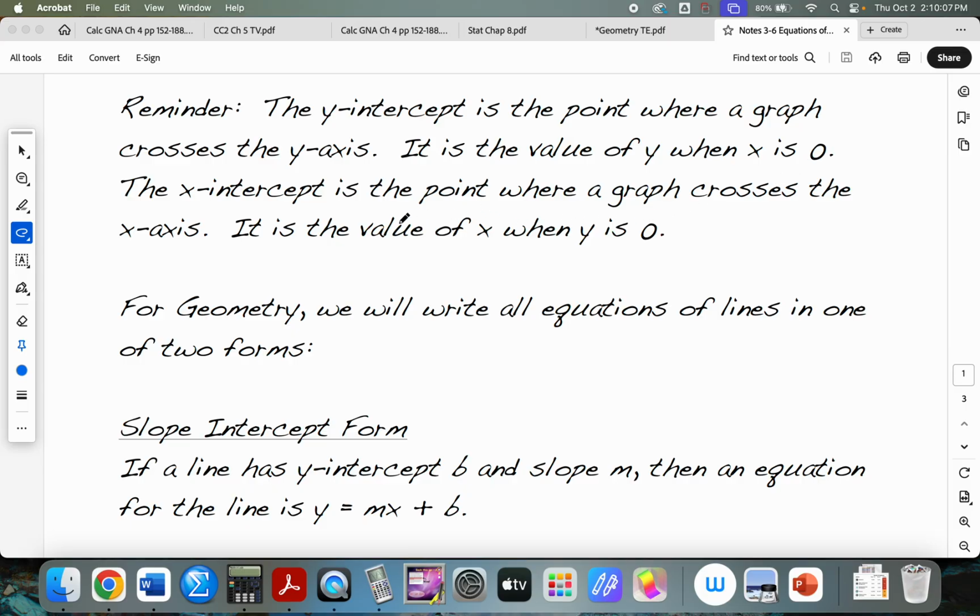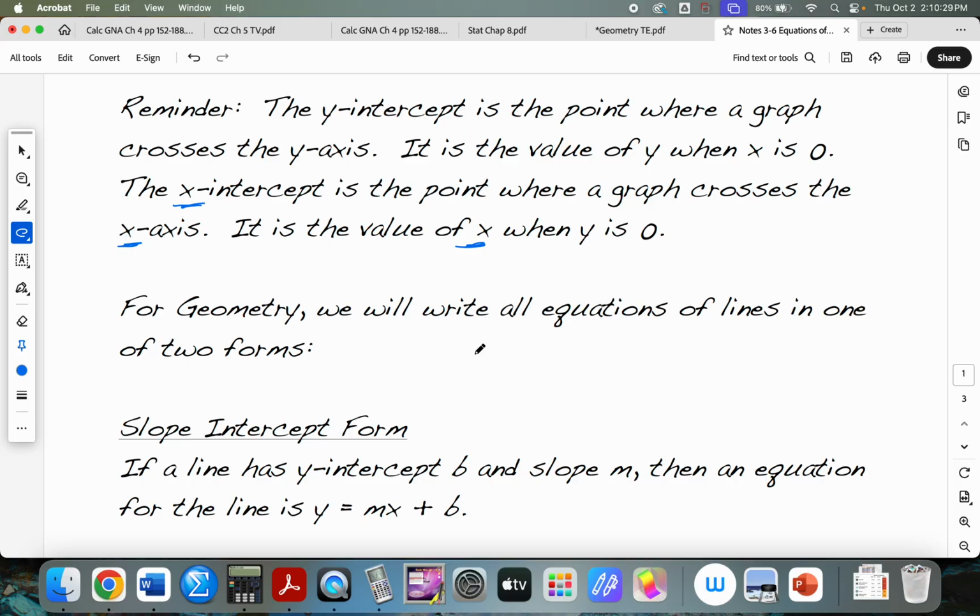On the other hand, the x-intercept is the point where a graph crosses the x-axis. It's the value of x when y is 0. So x-intercept crosses the x-axis. It's the value of x when y is 0. Okay, all that goes together.